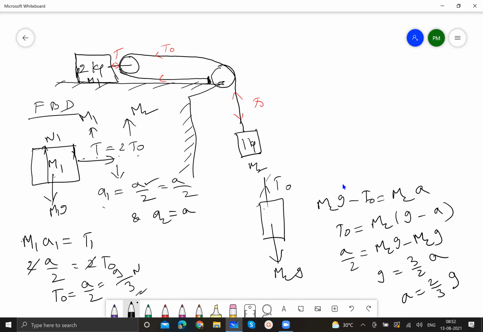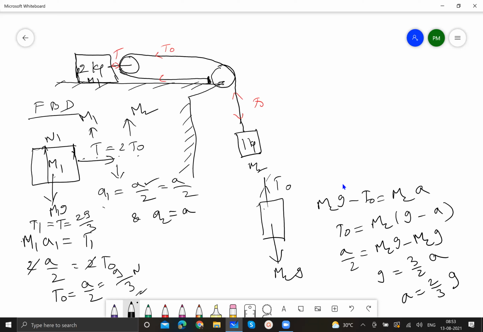And if you want T, it is 2g by 3. T is equal to 2g by 3.